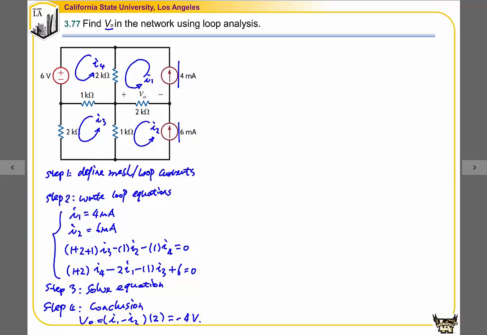So we notice that this is a circuit with non-shared current sources. It implies some of the mesh current are directly given.